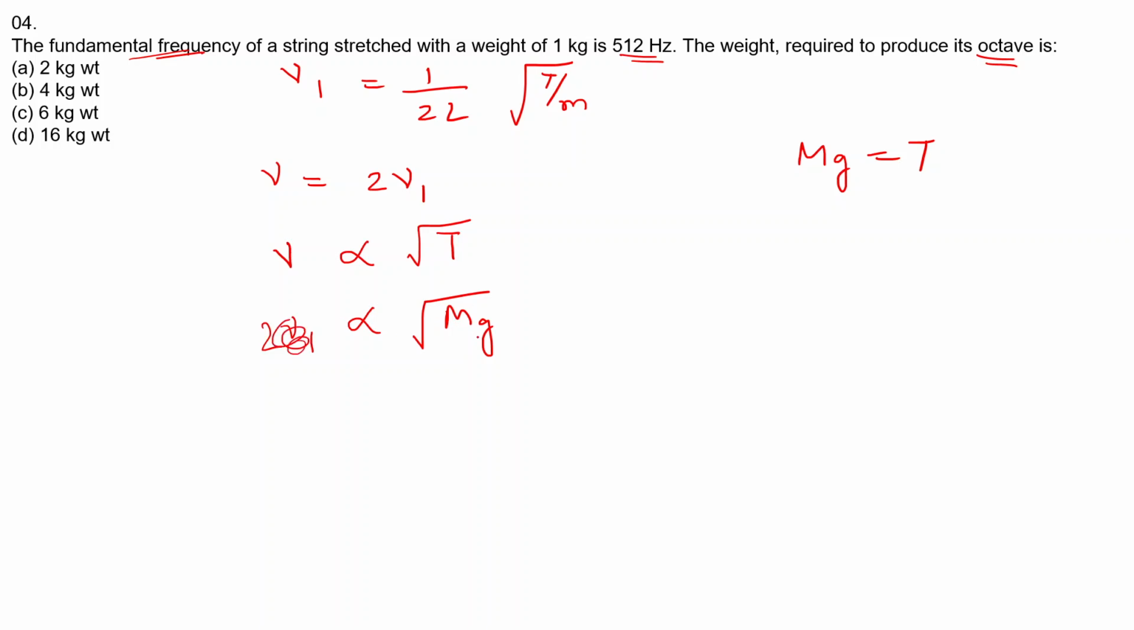When this mass becomes 4 times, with g anyway constant, then square root of 4 will be 2. That means if the mass becomes 4 times, then the frequency will become double, that is we'll be able to generate the octave. So if the mass was 1 kg, then 4 times the mass will be 4 kg weight. This is the correct answer. Using this relation, without doing any calculation, by understanding we can find out the value should be 4 kg.